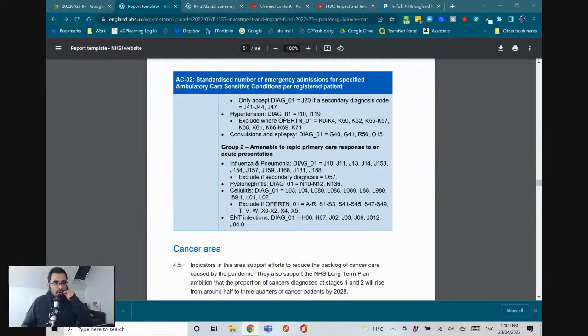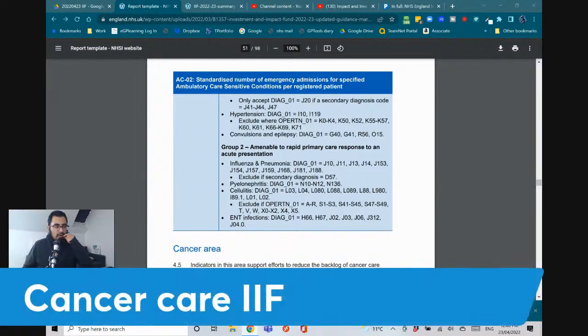So next we're going to talk about cancer care QOF. So this is an element of how you can help improve cancer care.